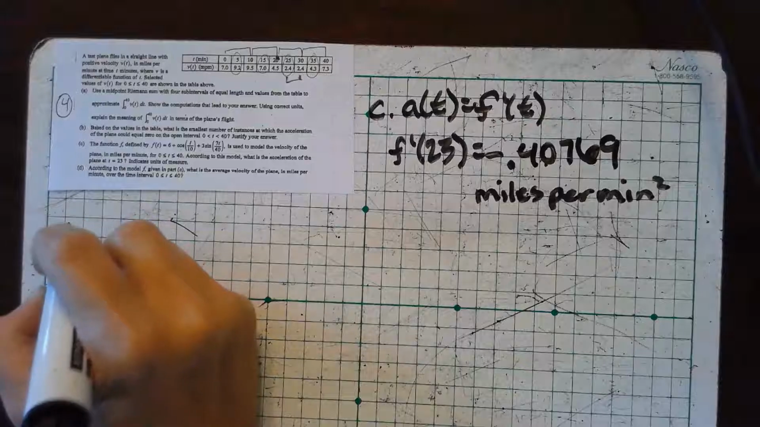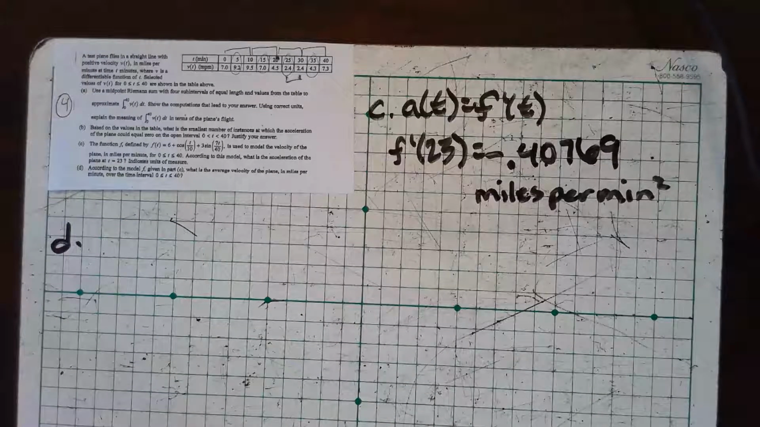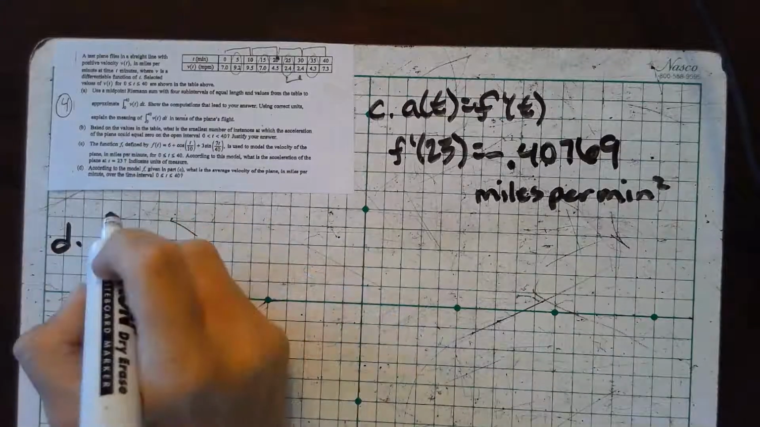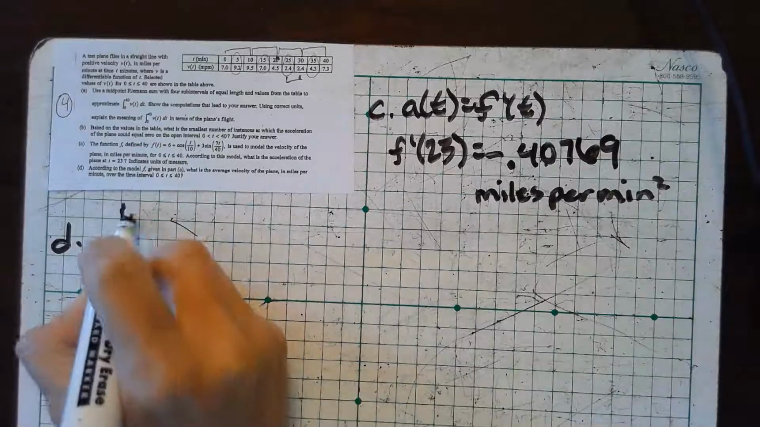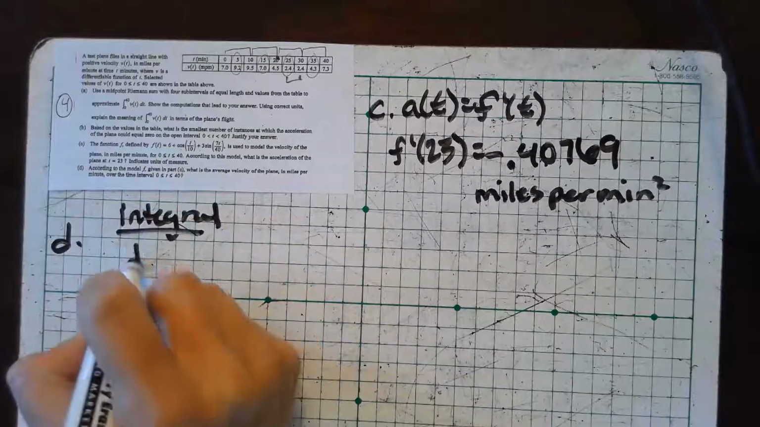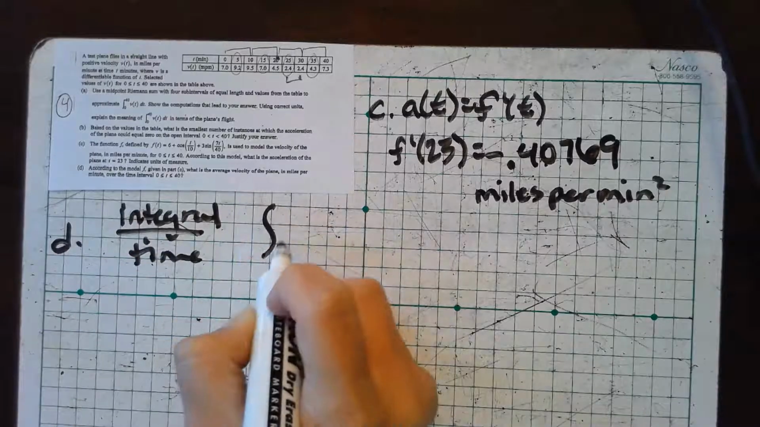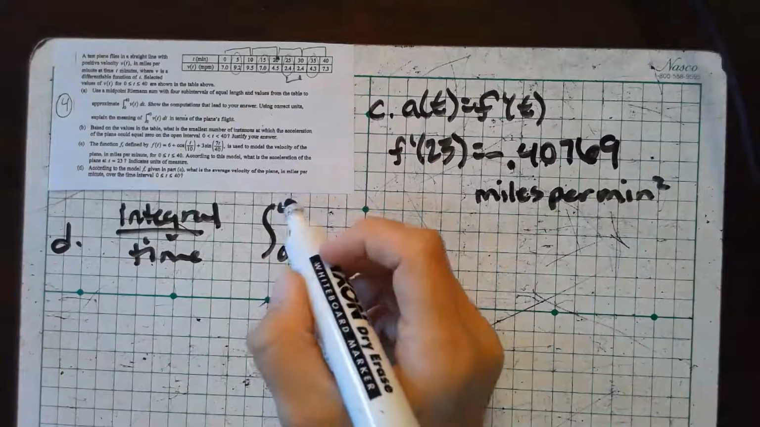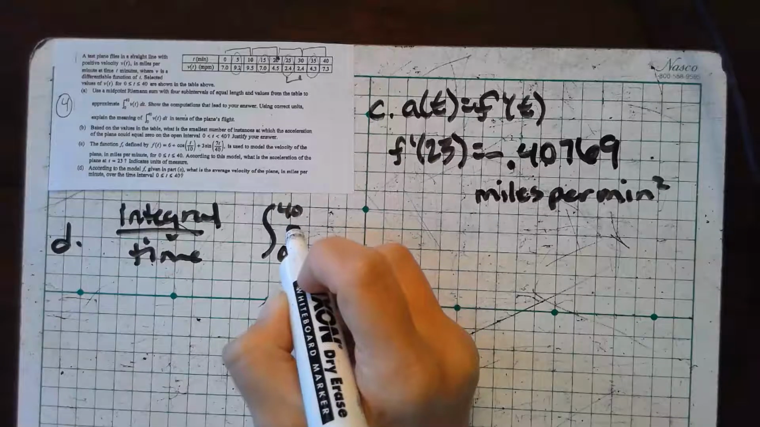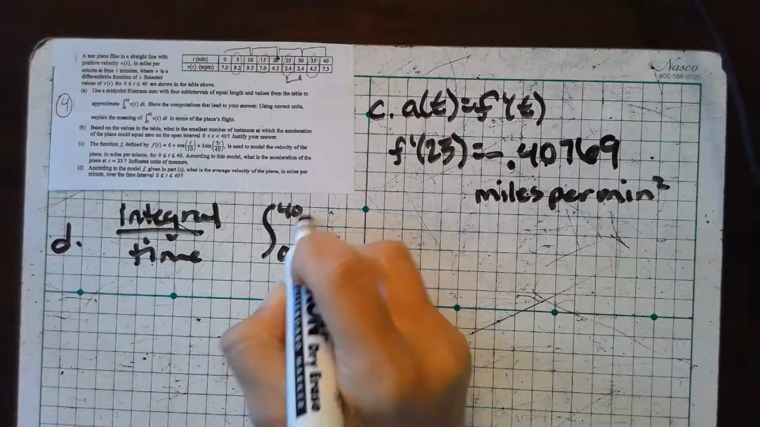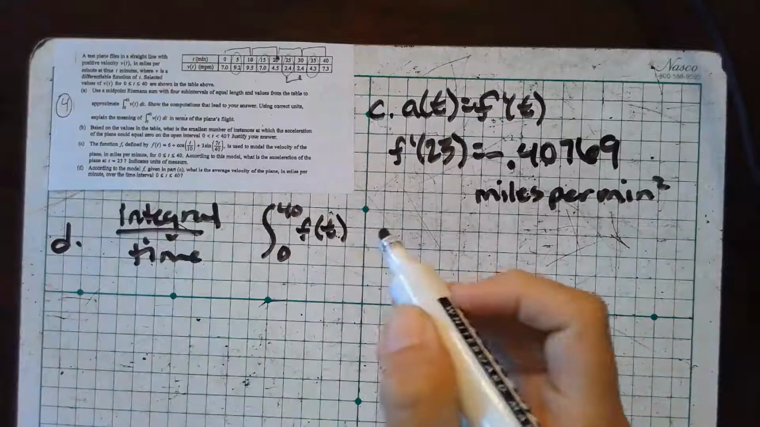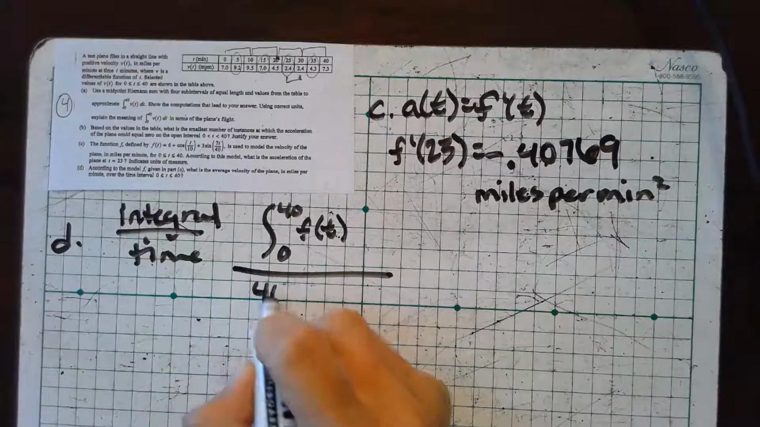All right, and then part D. According to the model f given in part C, what is the average velocity of the plane in miles per minute? Okay, so we're looking at average velocity. Basically, anytime you think average velocity, think integral over the time. So it's the integral from 0 to 40 of f of t, that's the function given in C, over 40 minus 0.